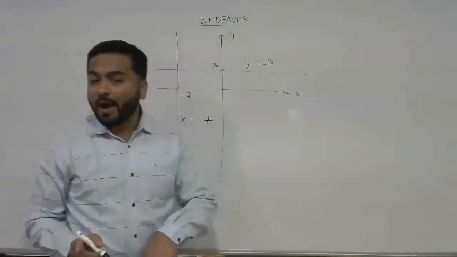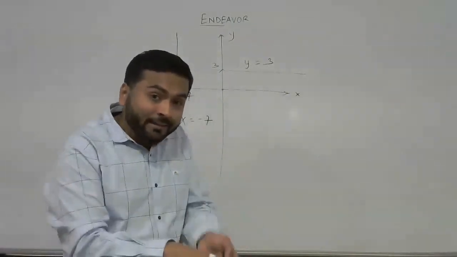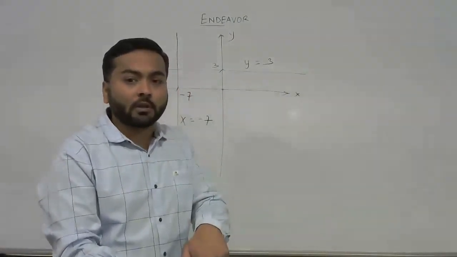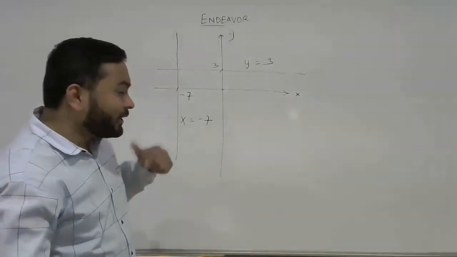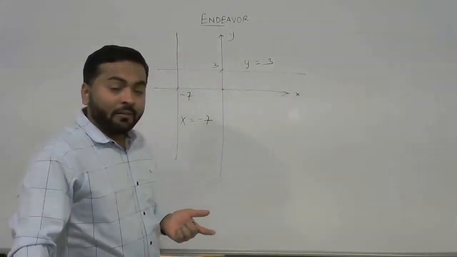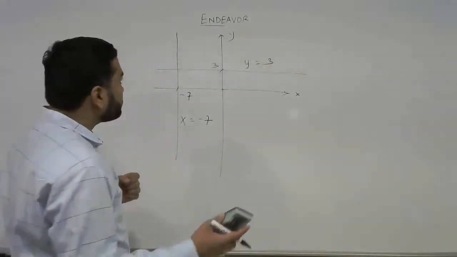So if a line is parallel to y-axis, it will be x is equal to something. And if a line is parallel to x-axis, it is y is equal to something. I'll repeat. A line parallel to y-axis is x is equal to something, and a line parallel to x-axis is y is equal to something. Right?